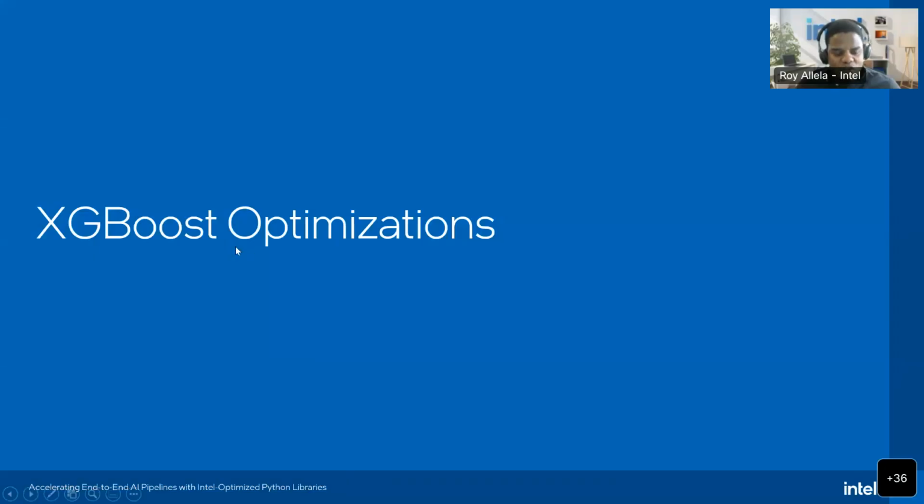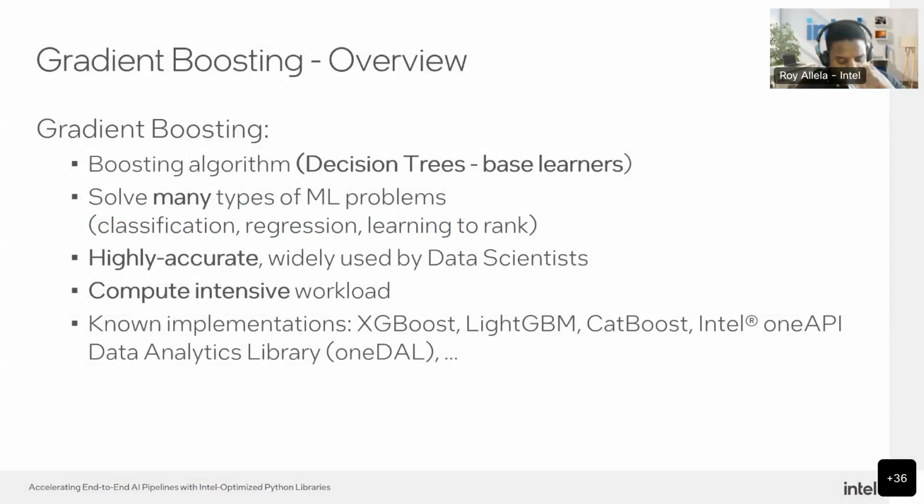The last package we look at and delve into is XGBoost. To give an overview of XGBoost, it's a widely used boosting algorithm that's based on decision trees, which are the base learners. And by building multiple weak learners, you're able to have an optimized way of making better predictions for classification and regression tasks.